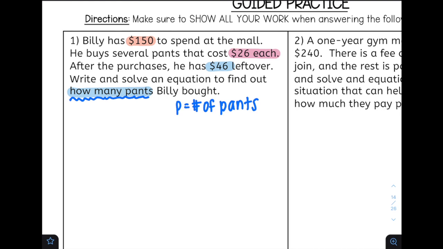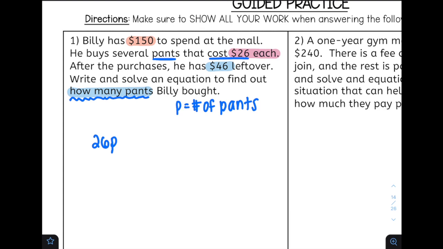So we have the P for pairs of pants, and we know that each of the pants is going to cost $26 each. So that is my coefficient. It's going to change. That cost is going to change depending on how many pairs of pants Billy buys. So I'm going to start off with 26P, $26 for every pants he buys. He has $46 left over.